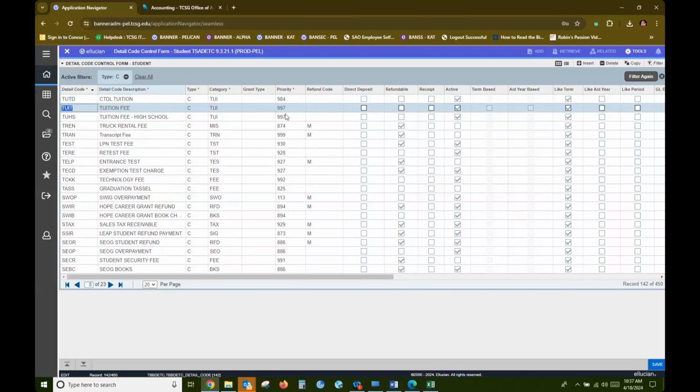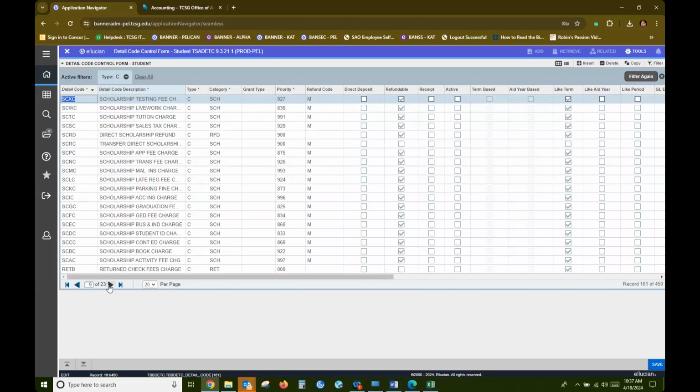But anyway, all of those are set at 997 because they are all tuition. But this one you have set at 984 because it probably has a different charge. I say all this to say every charge should have its own individual priority code. Now, anything that starts with a 9 is our main charges. So your tuition, your activity fee, your registration fee, your TCKK fee, all of our basic fees are the ones that should be something 9 and above, right?